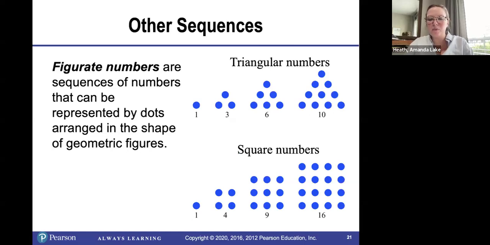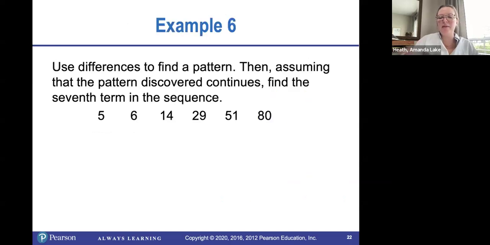And then we have other sequences. There are figurate numbers. So the triangular numbers are formed by the number of dots that it would make to make that shape. So 1, 3, 6, 10 is the triangular numbers. And then we have the square numbers too. And then finally, we might come across sequences that don't have an arithmetic or geometric pattern explicitly.